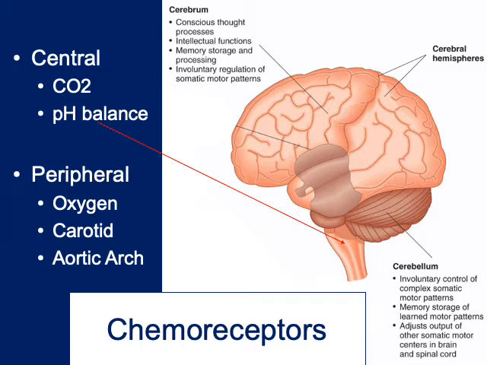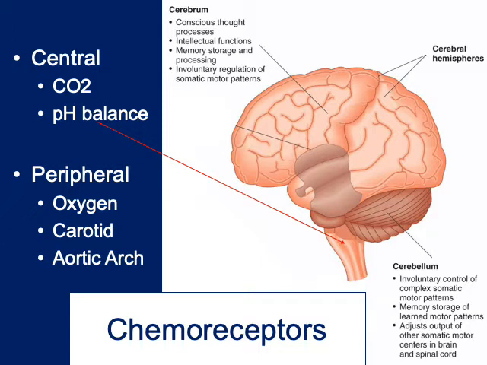And it also keeps track of your pH balance. Is your pH normal or not? Your central chemoreceptor is located in your brainstem, right next to your respiratory drive center. Your peripheral chemoreceptor is in your chest. It's in the top of your heart here, right around the aortic arch.